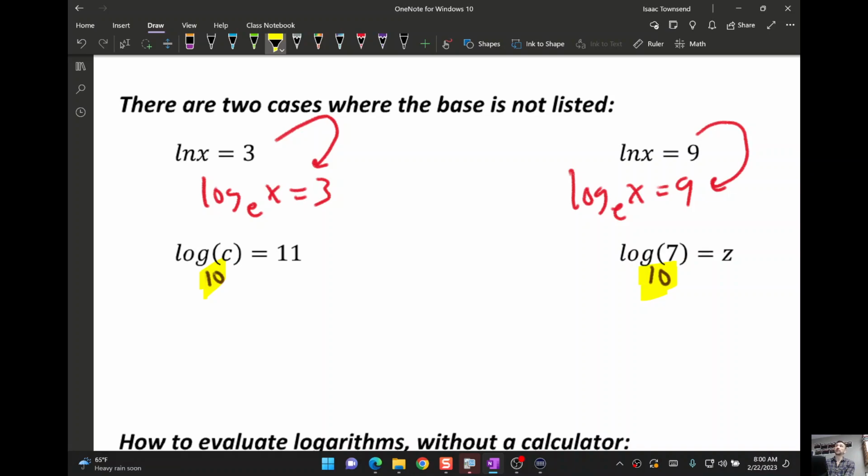So until you're comfortable with that, anytime there's not a base there, I would just write in a 10, and then you don't have to worry about it being any harder. But natural log is base e, and when no base is listed, it's understood to be base 10.